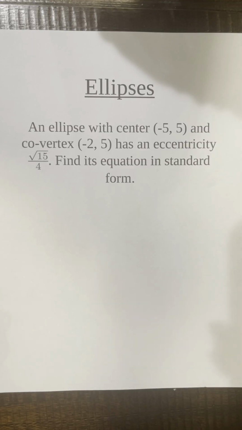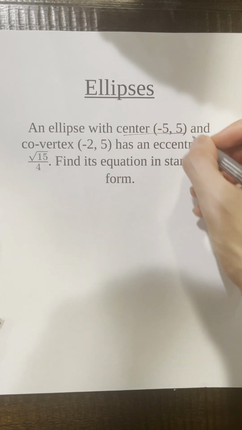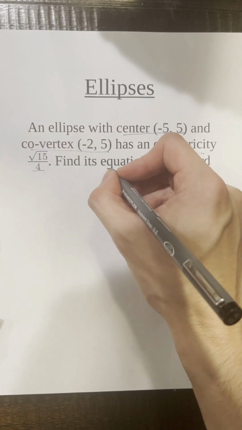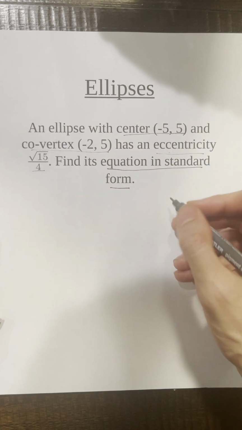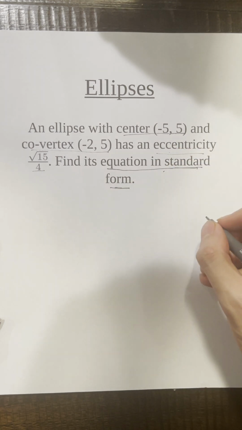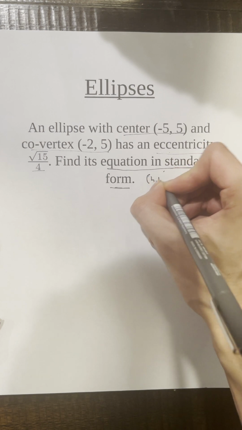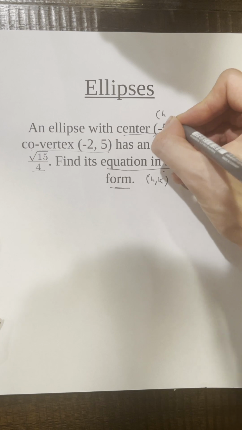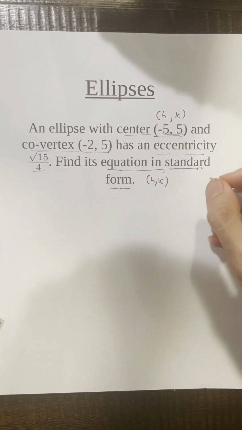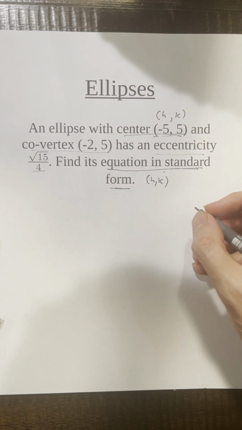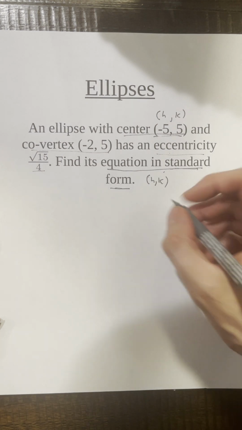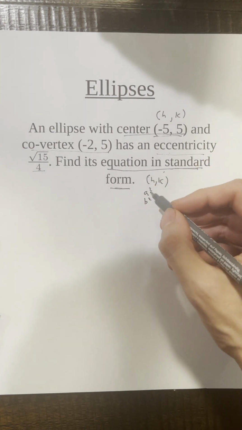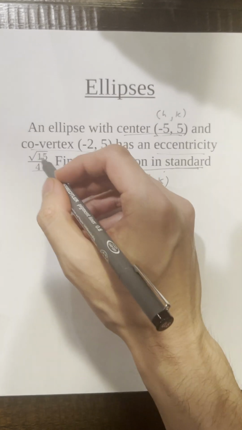Okay, last one. So we're given the center, a co-vertex, the eccentricity, and they want us to write the equation in standard form. So to write an equation in standard form, what do you need? You need to know h, k. Well, they gave us the center. So h is -5 and k is 5. What else do you need? You also need to know a squared and b squared. So let's see if we can get a squared and b squared from the other information that they gave us.